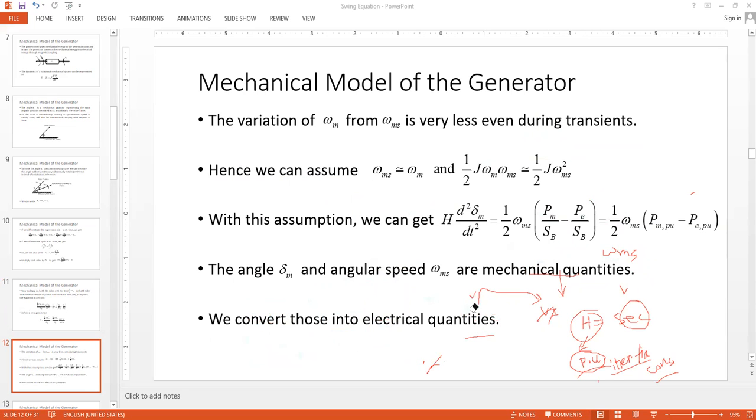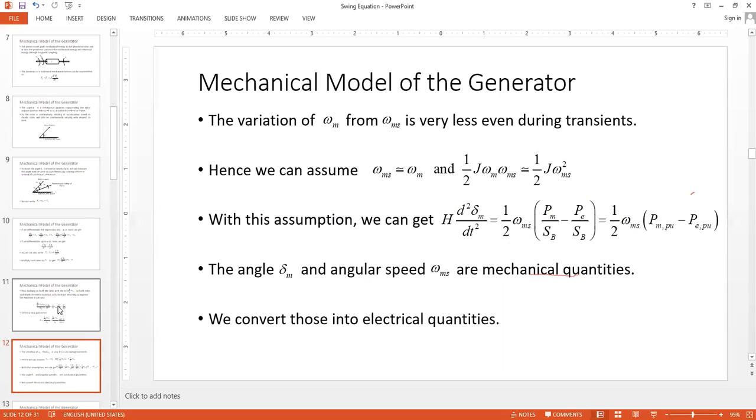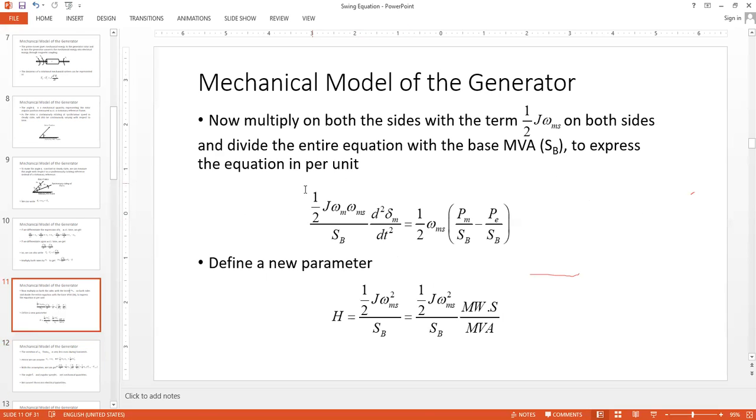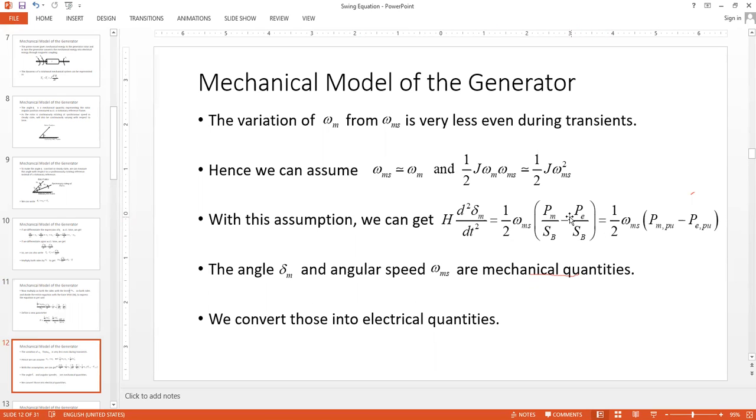So with this assumption, we have got this equation: H multiplied by d squared delta m over dt squared equals half omega ms multiplied by this thing, and we are getting this from here. So this whole thing gives us H. And then we can see that PM, as I said earlier, is the actual value of power, and we are dividing it by the base value of the power. So we can replace this by PM per unit, and we can replace this one by PE per unit.